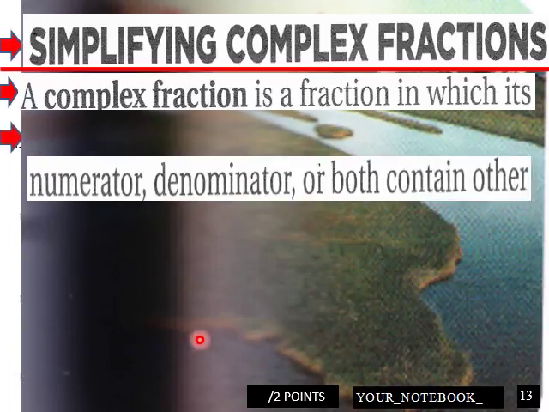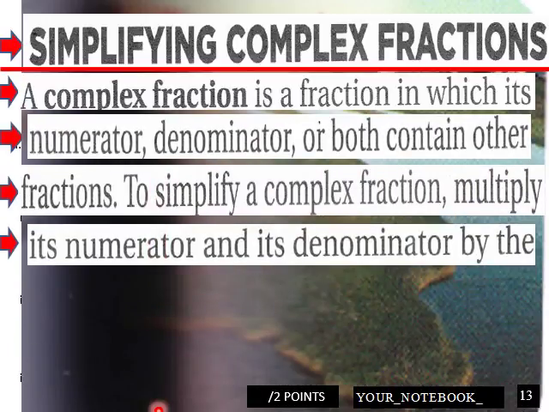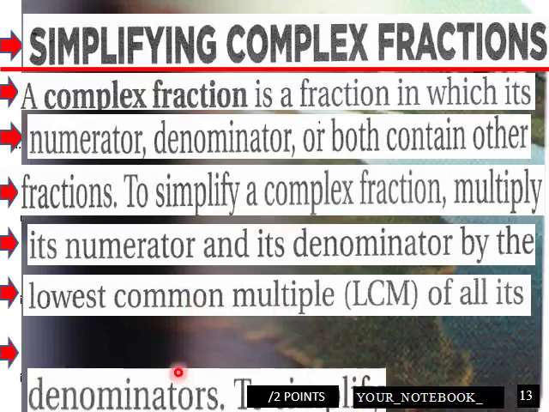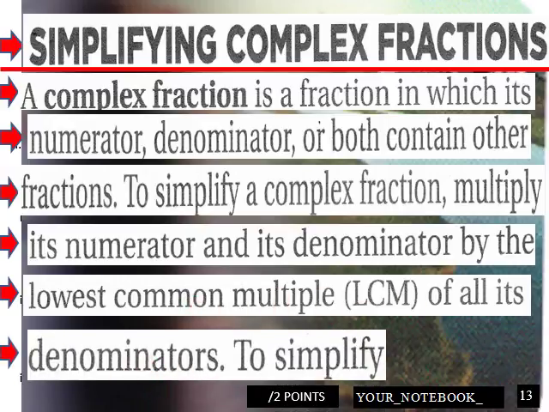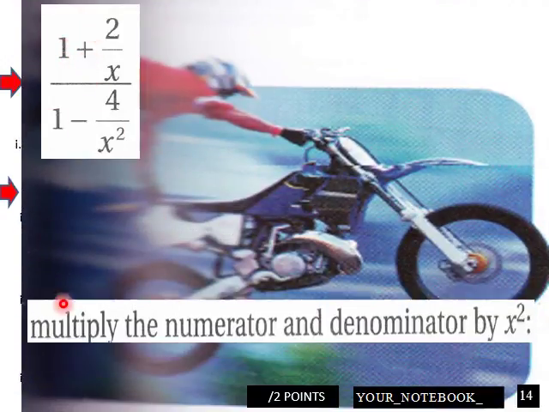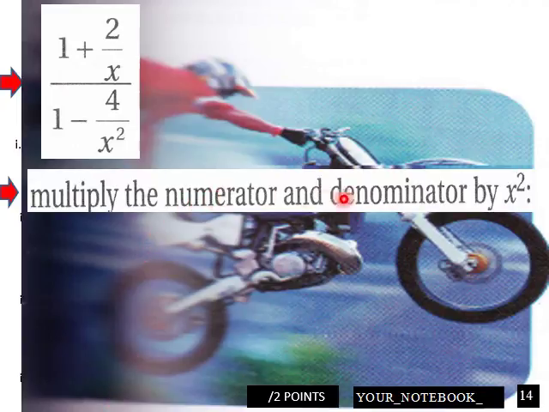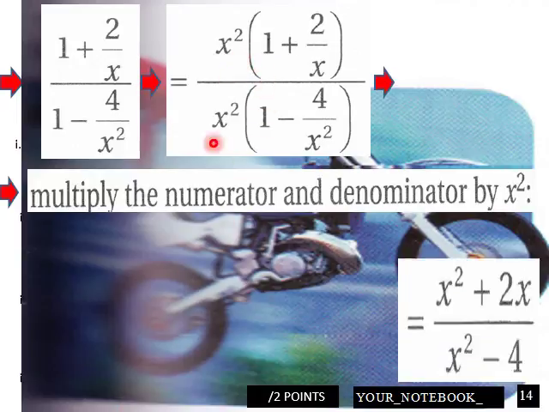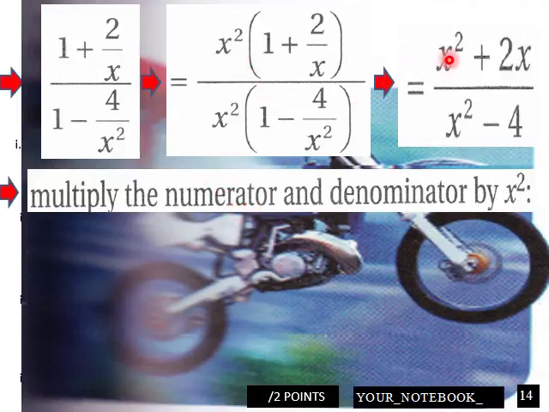x-axis. Simplifying complex fractions. So to simplify a complex fraction, multiply its numerator and denominator by the lowest common multiple of all its denominators. Simplify, for example, here with this, multiply the numerator and denominator by x squared. So we get x squared plus 2x out of that. And out of the bottom we have x squared minus 4 is what we get.